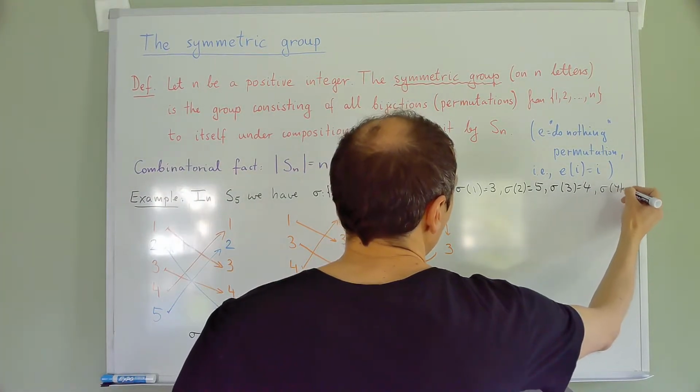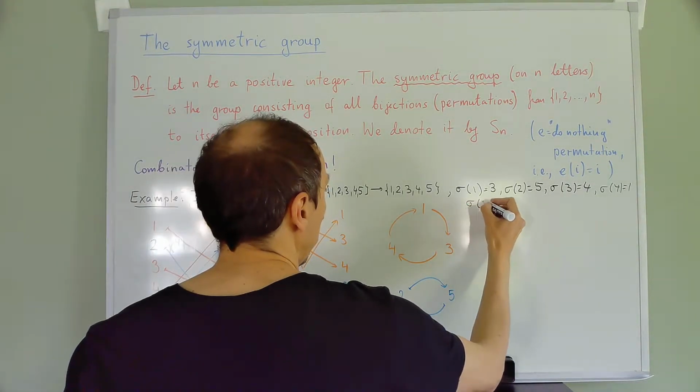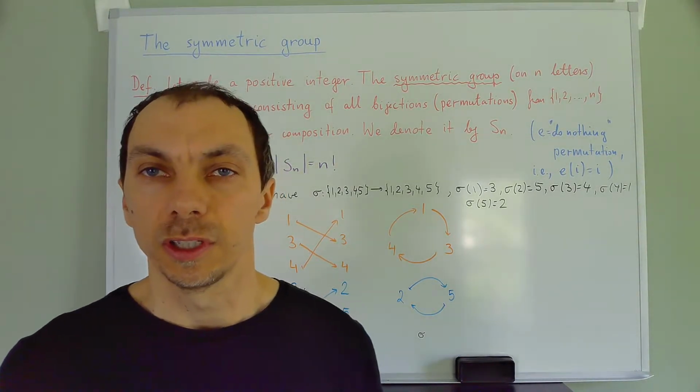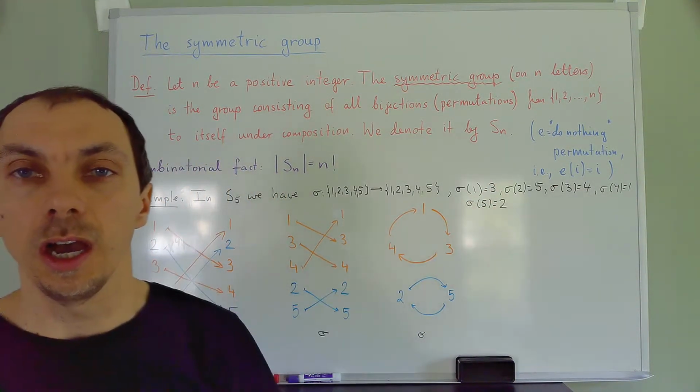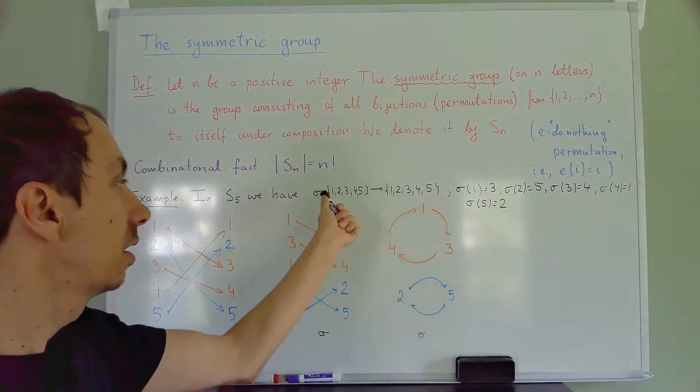Sigma of 4 is 1. And finally 5 is sent to 2, so sigma of 5 is 2. This is just an example. This is one of the 120 possible permutations of this set.